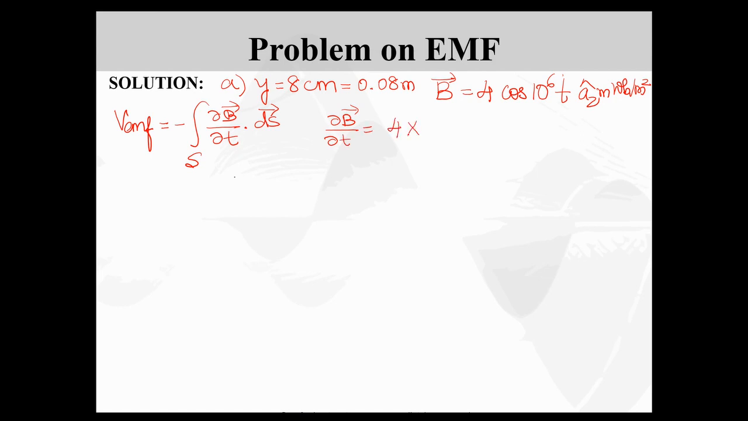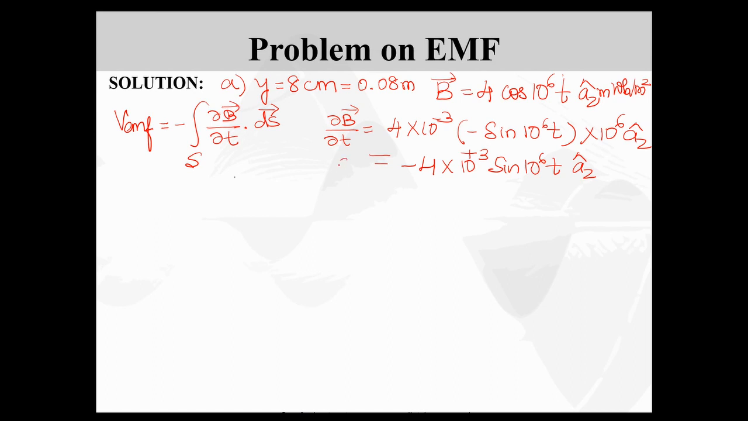So it is 4 milli, so let us consider the milli also. 4 milli, and the differentiation of flux density with respect to time gives us the differentiation of cos, which is sine 10 raised to 6 t into 10 raised to 6 in the direction az. So this can be written as minus 4 into 10 raised to plus 3 sine 10 raised to 6 t along the direction az. So this is del B by del t.